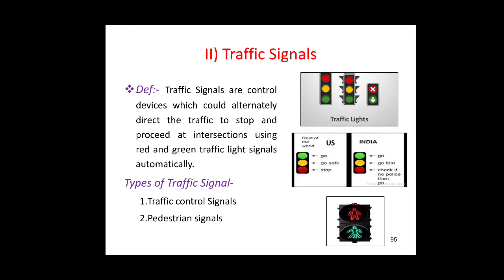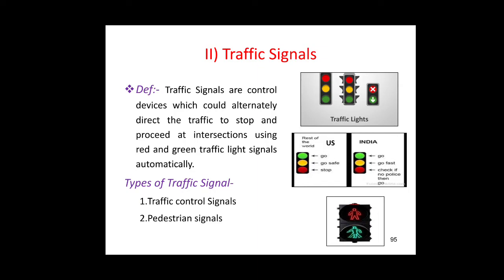Next is the traffic signals. A traffic signal, as we know, is a control device which could alternately direct the traffic to stop and proceed at the intersection using the red and green traffic light signals automatically. The types of traffic signals are the traffic control signals, and second is the pedestrian signal. Now, from the figure, we can see that we have two types of traffic signal.